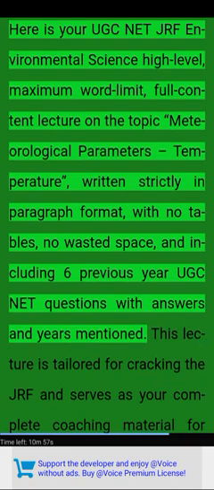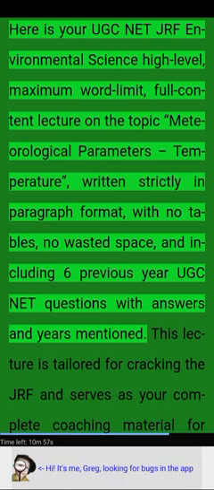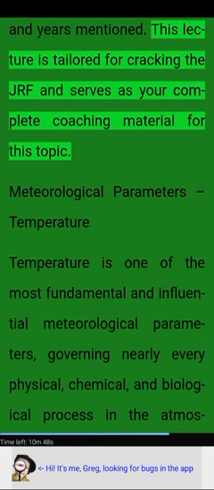Here is your UGC NET JRF Environmental Science high-level, maximum word limit, full content lecture on the topic meteorological parameters, temperature, written strictly in paragraph format, with no tables, no wasted space, and including 6 previous year UGC NET questions with answers and years mentioned. This lecture is tailored for cracking the JRF and serves as your complete coaching material for this topic.